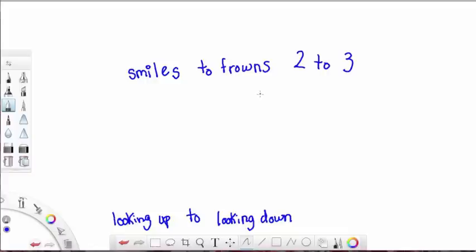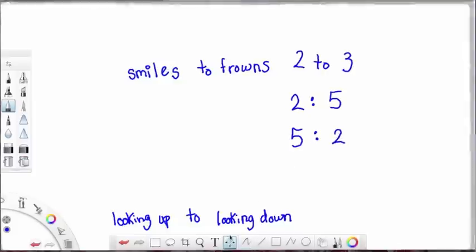We could also take a look at a part-to-whole. There were 2 smiles out of 5 children. Or we could take a look at the whole to a part, which would have been 5 children to 2 children smiling. Let's take a look at the next example.